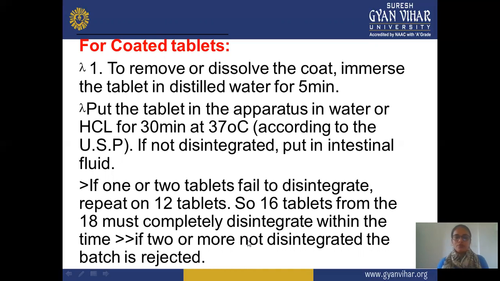If 1 or 2 tablets fail to disintegrate, repeat on 12 more tablets, so that 16 tablets from 18 must completely disintegrate within the time. If 2 or more fail to disintegrate, the batch is rejected. The remaining procedure is the same as for the previous one, the uncoated tablet.